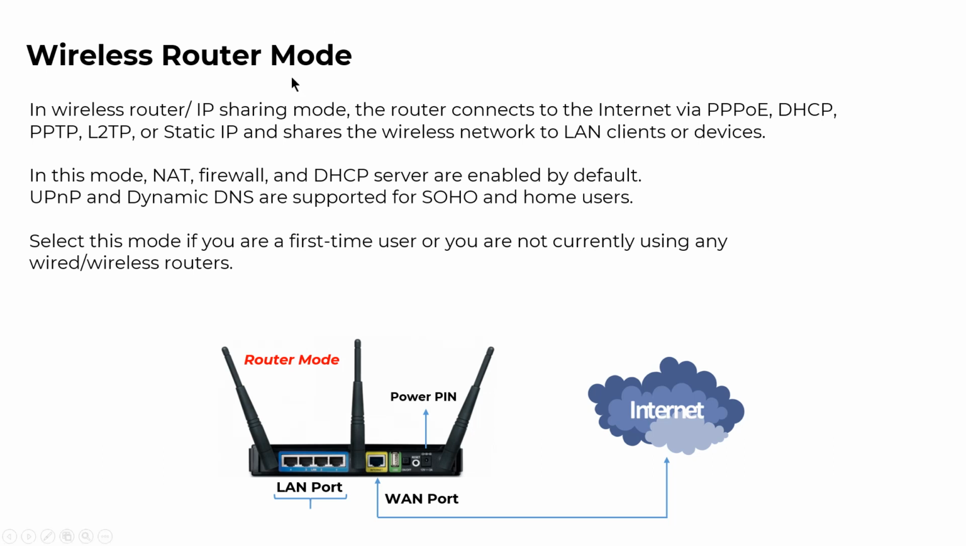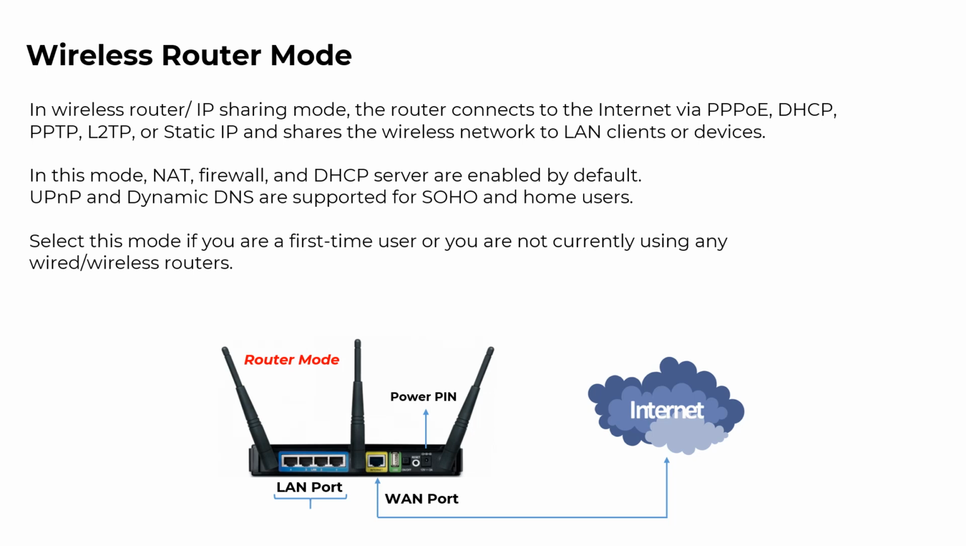So when you are using the router mode, the NAT and the firewall and the DHCP settings are automatically enabled by default. UPnP and dynamic DNS are supported for SOHO or home users. SOHO means small office or home office, or home users, or you can say like you're having some kind of an IT lab, so you can use this dynamic DNS feature. But most probably some people use it, but some people don't use it.